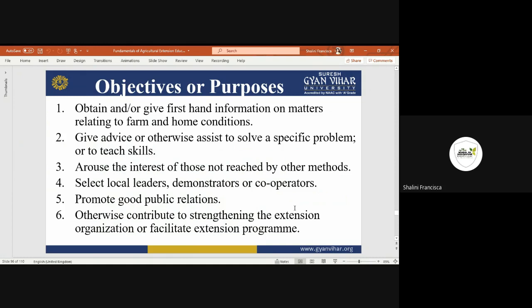Otherwise, contribute to strengthening the extension organization or facilitate the extension program. So all these five factors individually support the last factor, that is strengthening the extension organization and facilitating the extension program. They indirectly facilitate the extension program by understanding the on-ground situation of that family.